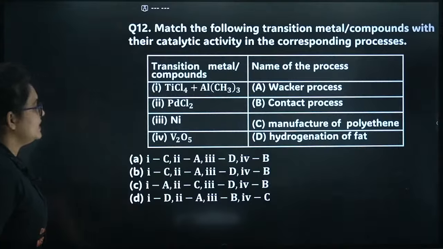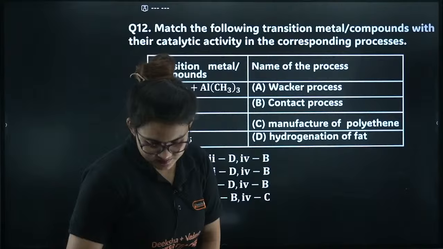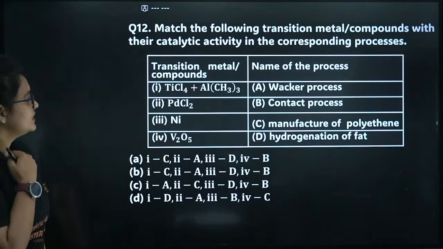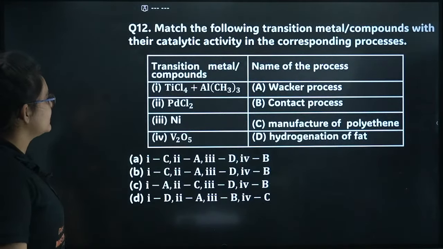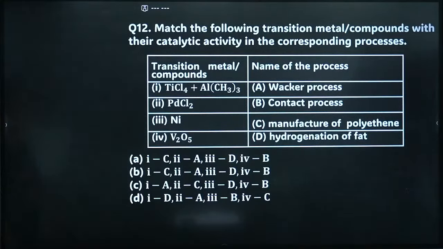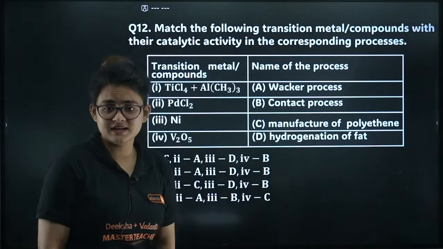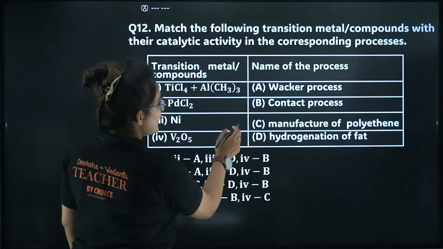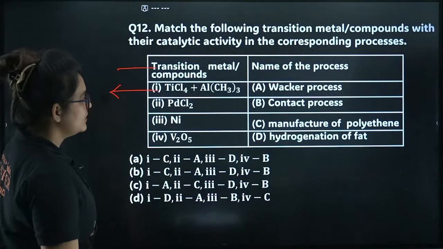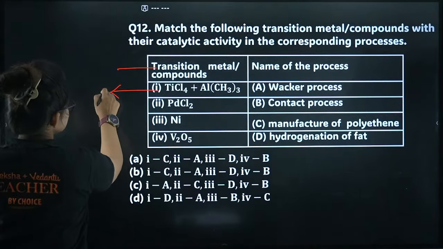Let's proceed. Here you can see this type of matching question you can get. Match the following transition metal compounds with their catalytic activity in the corresponding process. The first one, TiCl4 and Al(CH3)3, is basically the Ziegler-Natta catalyst, and it is used for the manufacture of polythene. So it's going to be C.